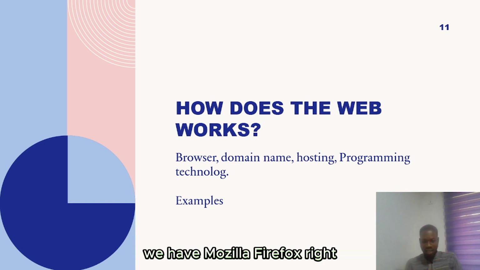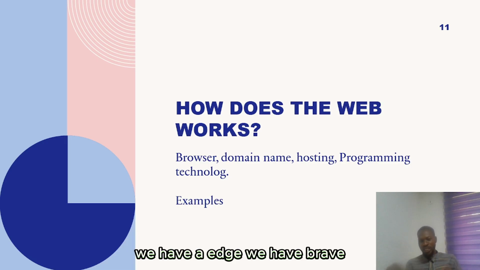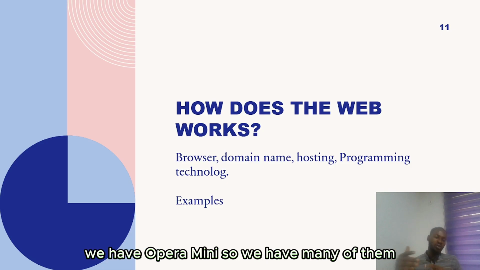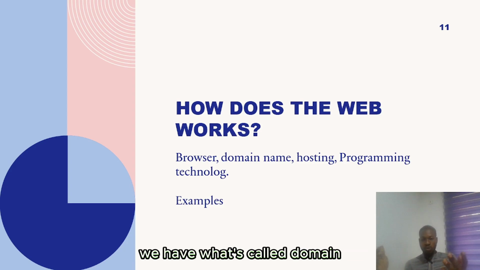We have Mozilla Firefox, right? And of course, we have Safari, we have Edge, we have Brave, we have a number of them. We have Explorer, we have Opera Mini, so we have many of them. And then, of course, we have a domain name. We have what's called a domain name.